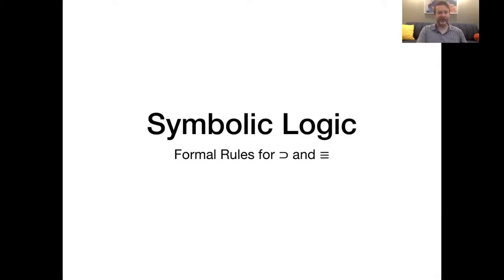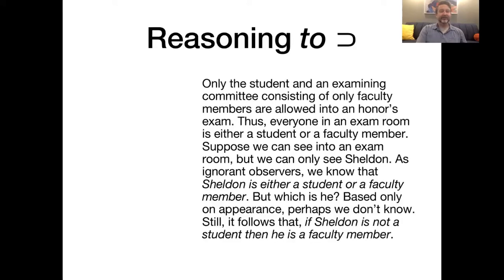Okay, so let's turn to some examples of formal rules for these two connectives used in ordinary language or ordinary reasoning. So first of all, consider this policy. This is a policy that's in place at Lawrence about honors exams. So here's the policy. Only the student participating in an honor exam and an examining committee consisting of only faculty members are allowed into an honors exam. Thus, everyone in an exam room during an honors exam is either a student or a faculty member.